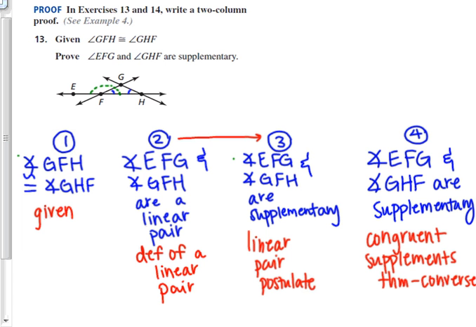And I know it's the converse of that theorem because I'm starting with the fact that two angles are congruent, and I'm ending with the fact that they're supplementary. So if I was starting with the fact that they were supplementary and trying to get to the fact that they were congruent, that would just be the regular congruent supplements theorem. But I'm using the converse, so I'm coming from congruent and I'm moving to supplementary. And that's it.